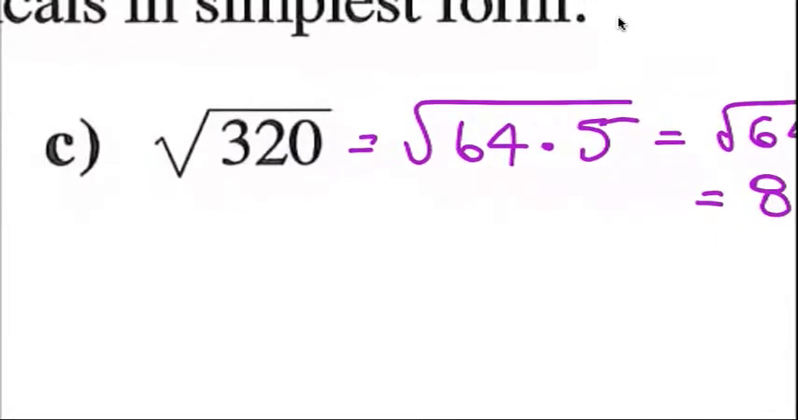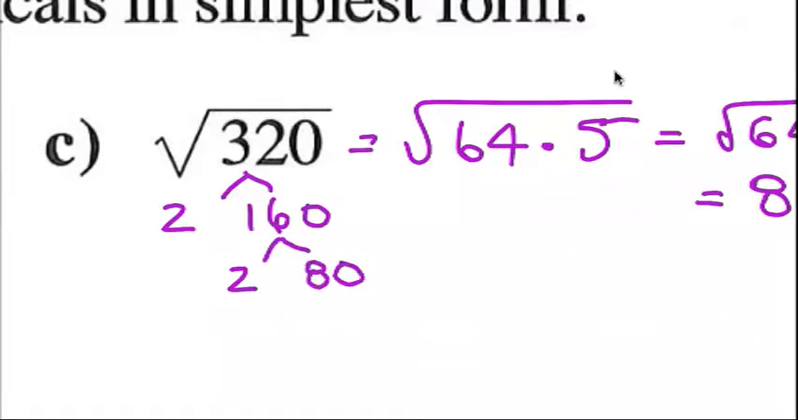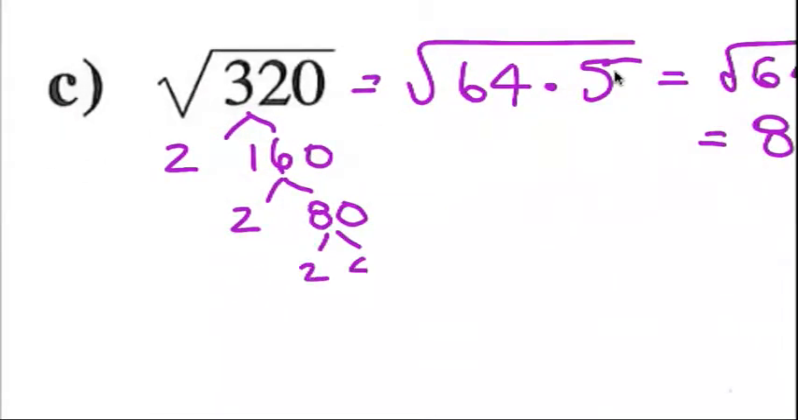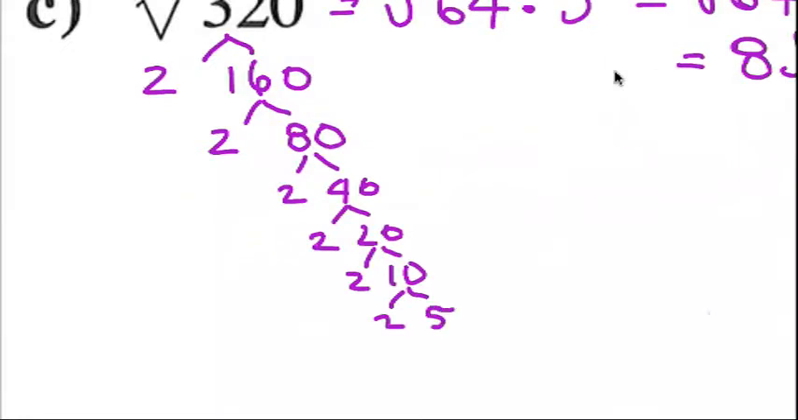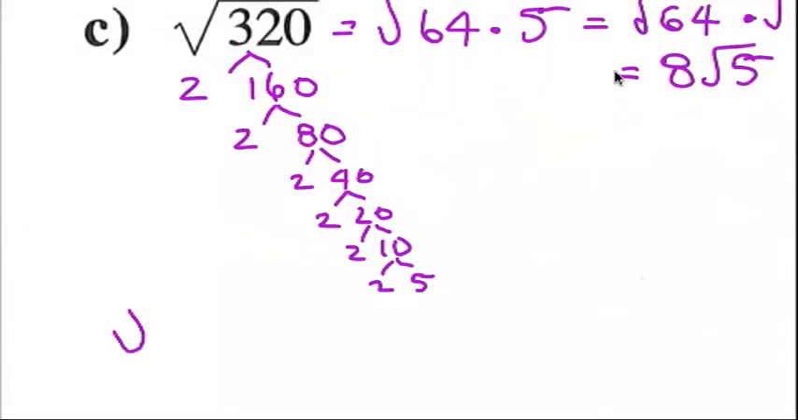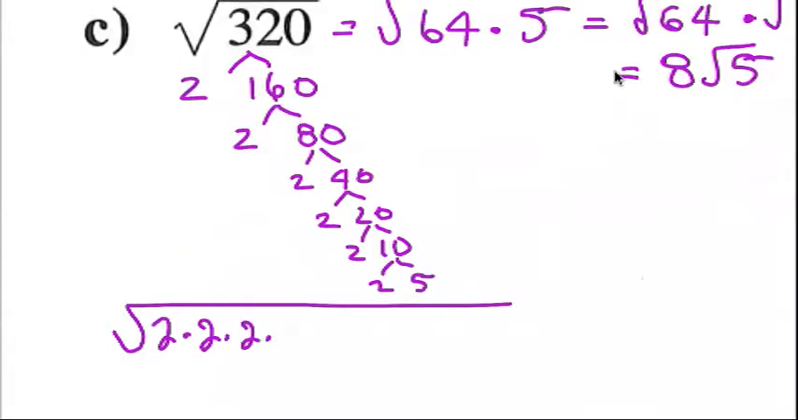So I can use prime factorization. I know that 320 divides by 2. Dividing 320 by 2 gives me 160. 160 by 2 gives me 80. 80 by 2 gives me 40. 40 by 2 gives me 20. 20 by 2 gives me 10. 10 by 2 gives me 5. So 320 is 2 times 2 times 2 times 2 times 2 times 2, that's six 2's, times 5.